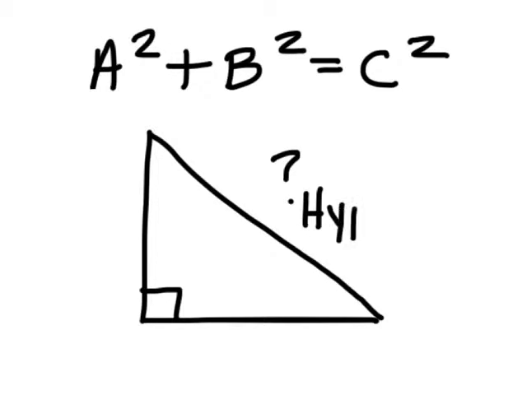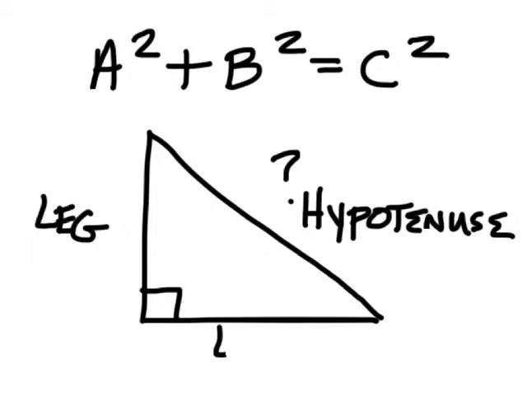This is the name of the side opposite of the right angle, hypotenuse, and this is simply a leg, and this is a leg. And according to the formula, this is always C, and these are A and B, but they're interchangeable in terms of which one you assign to A and B. You'll still get the same answer regardless of what you assign to either one.